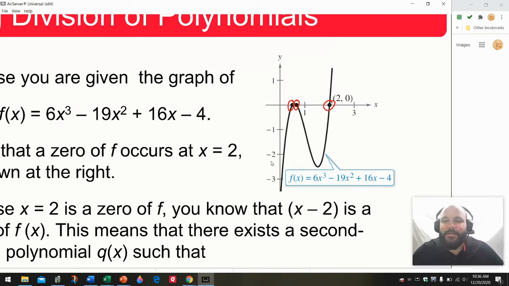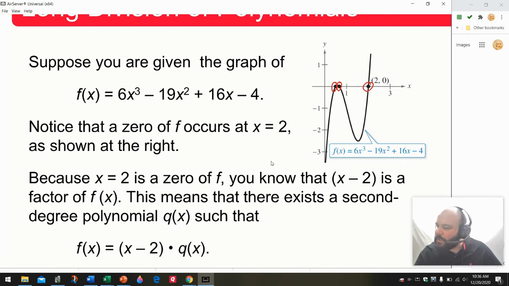Now, where the x-intercepts are going to help us is if we know what the x-intercept is. In this case, we're going to go for the easy one, which is over here, and we can see that x is equal to 2. If we know where the x-intercept is, then we can figure out at least one of the factors that was used to make this polynomial.